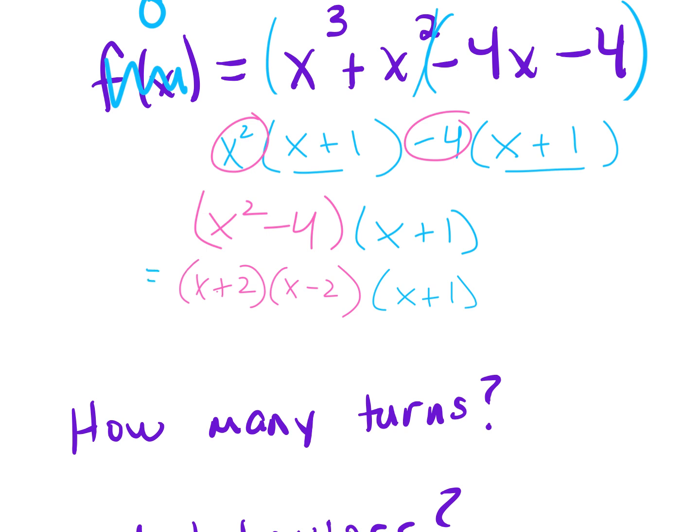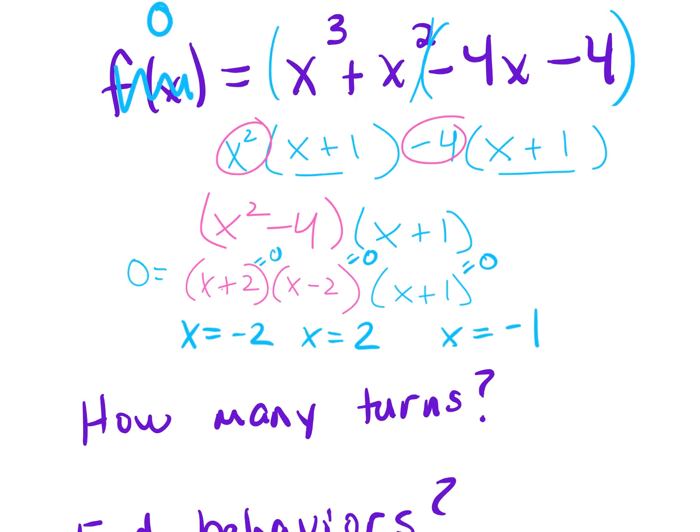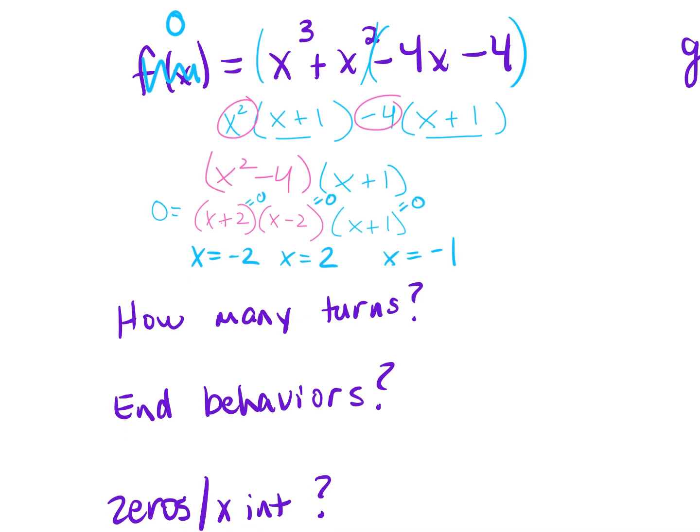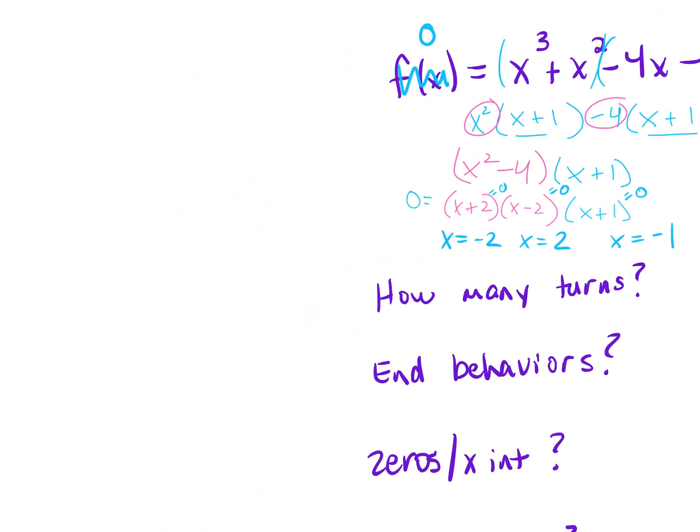So now that we factored everything all the way, we'd set each piece equal to 0. So x is equal to negative 2, x is equal to positive 2, and x is equal to negative 1. So if we were to graph this, we'd have a point at positive 2, negative 2, and negative 1.